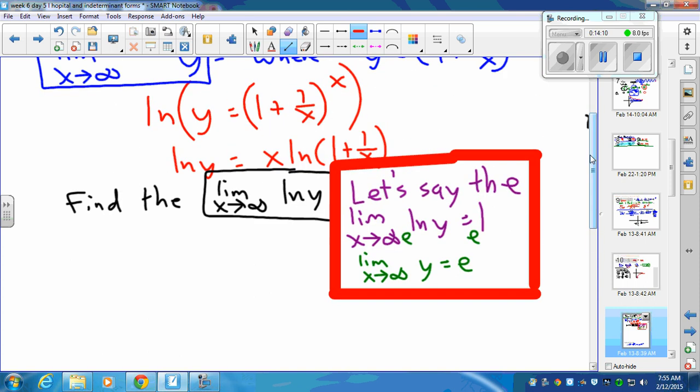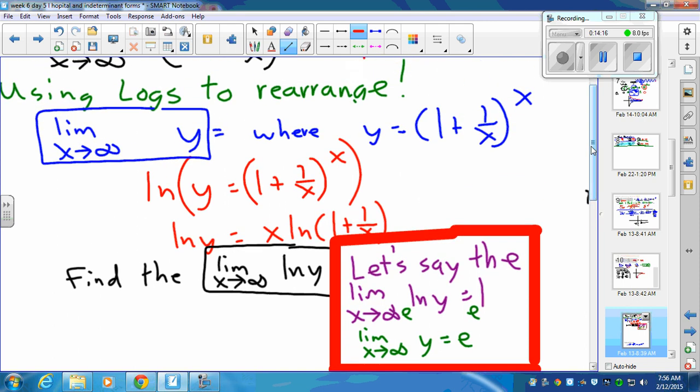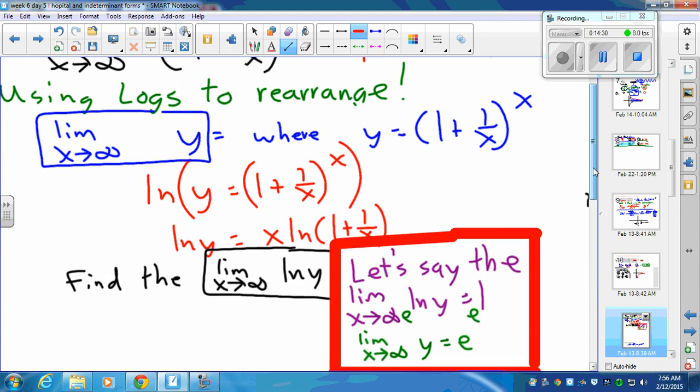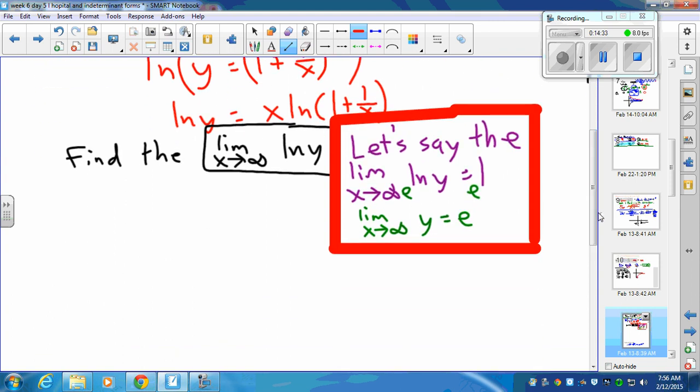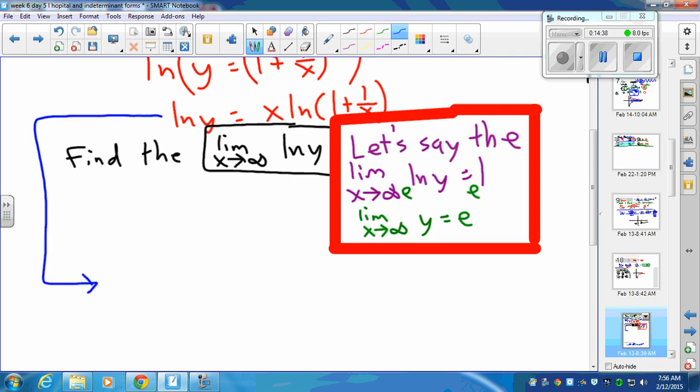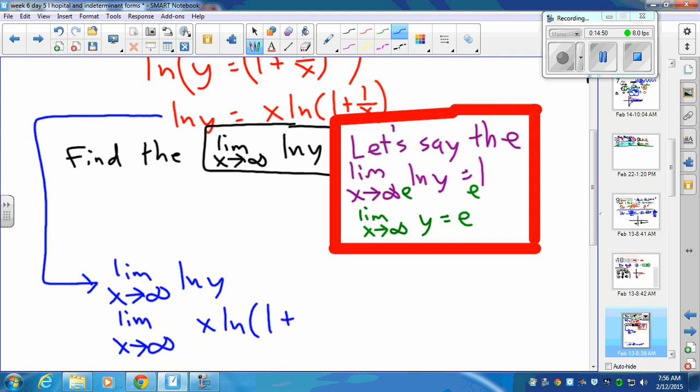So our ultimate goal is to find the limit of y, but I do not know how to find the limit of y. So I'm going to find the limit of ln of y. Once I find that limit, I'm going to e it back, and then I'm going to get the limit of y. Okay? So how do we handle the ln of y limit? Well, right here, I'm going to pull this down, and we're going to start analyzing this. So right now, I want to find the limit as x goes to infinity of ln of y, which is better yet, the limit as x goes to infinity of x ln of 1 plus 1 over x.